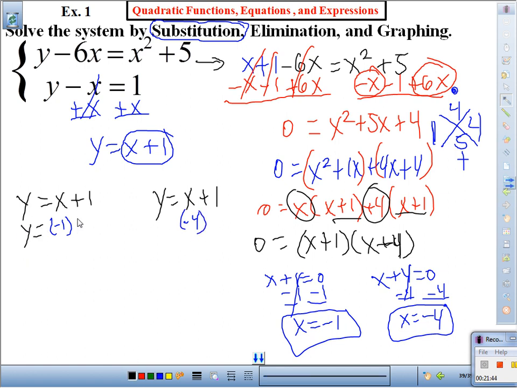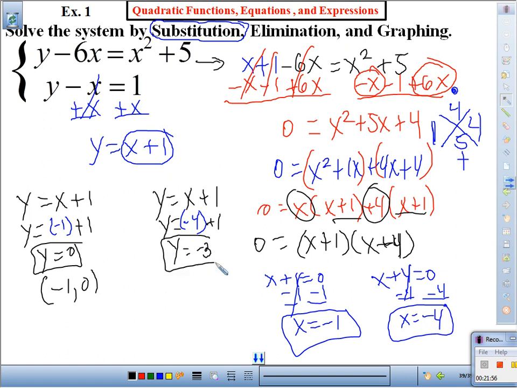y equals -1 plus 1. What is -1 plus 1? 0. So what does that mean? When x is -1, y is 0. This one, y equals -4 plus 1. y equals -3. What does that mean? When x is -4, y is -3. These are my solutions. And what does that mean? Tell your neighbor again, please. What does that mean? Where both graphs intersect.